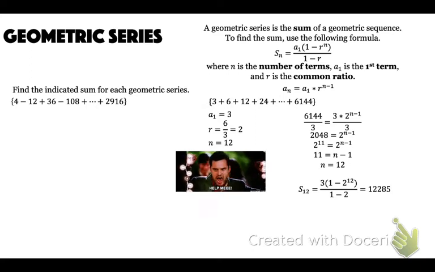So we have 4, negative 12, 36, negative 108, plus and so on. We have to do the same thing and figure out what n is. Okay, so we know a sub 1 is 4, and I also know that r is negative 3. By negative 12 over 4, or 36 over negative 12, or negative 108 over 36, you'll always get negative 3. So what is n?